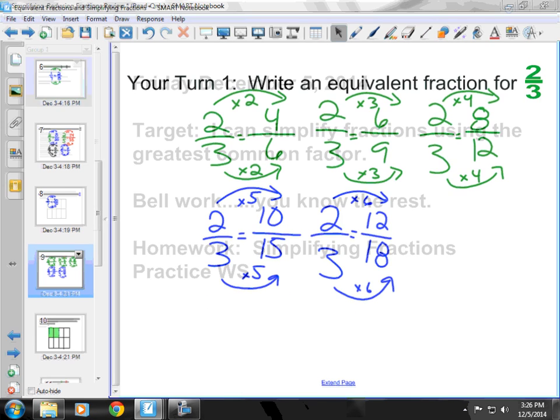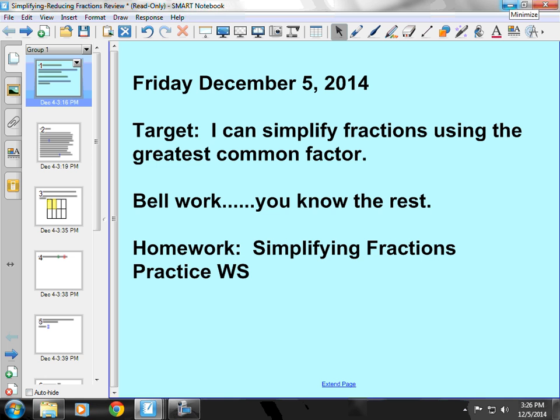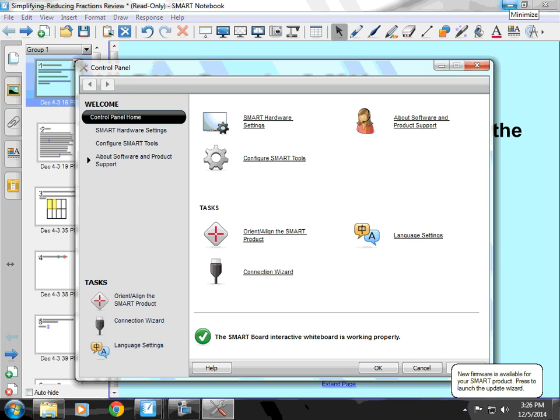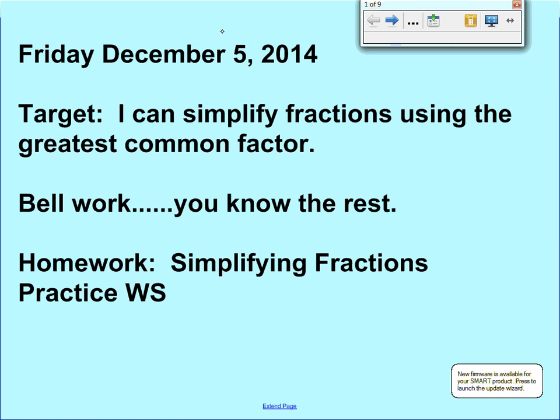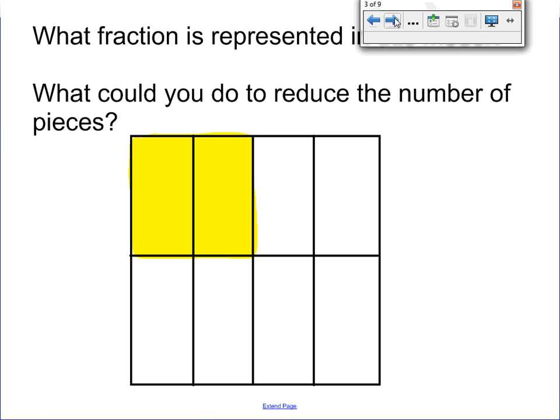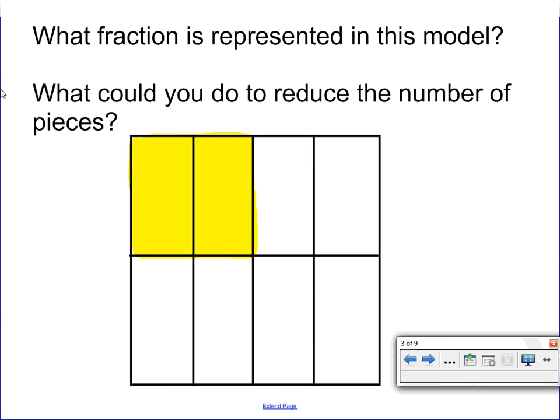Now, I'm going to go to the second part of our presentation for today, and that would be simplifying fractions. And let me get my screen up that I want here. All right.